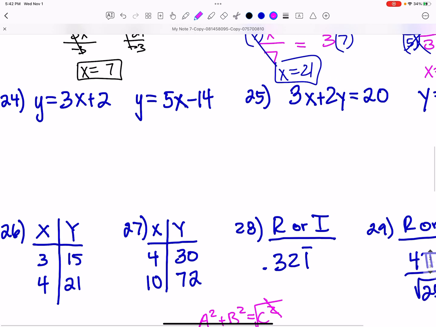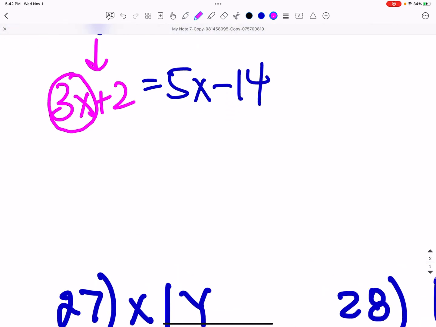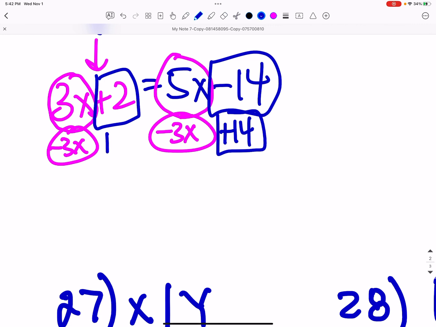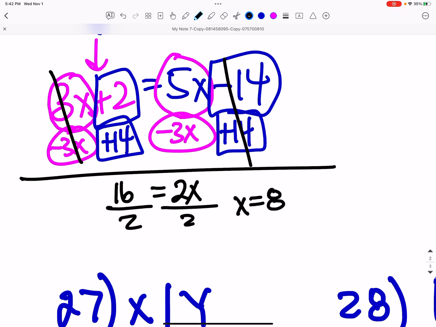All right, 24. Y is the same thing as 3x plus 2. So I'm going to take out y. I'm going to plug in 3x plus 2. I'm going to put equals 5x minus 14. Let's see. Now I've got to make my teams two ways. Number team, or letter team, number team. I'm going to subtract 3x's over here, subtract 3x's over there, add 14, add 14. Here we go. Dead. 2x's equal 16. I'm going to divide by 2, x equals 8.